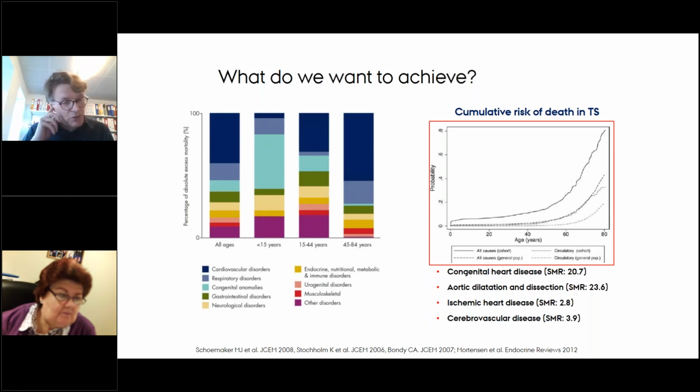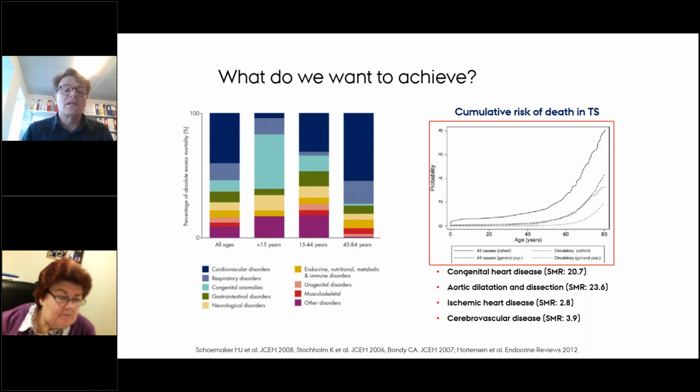Well, we want to reduce the increased mortality that we see. This is British data and Danish data in one slide here. As you can see, there is an increased mortality in Turner syndrome, leading to premature deaths, and this is caused by many different diseases in Turner syndrome.